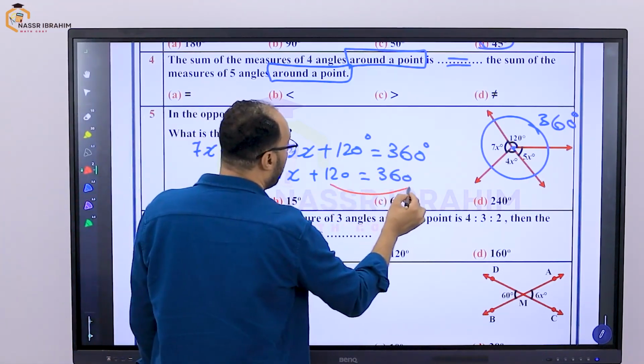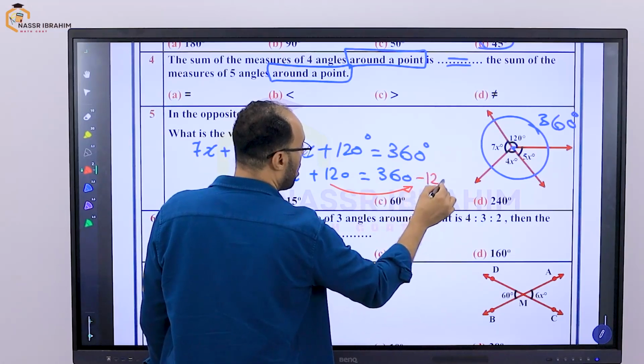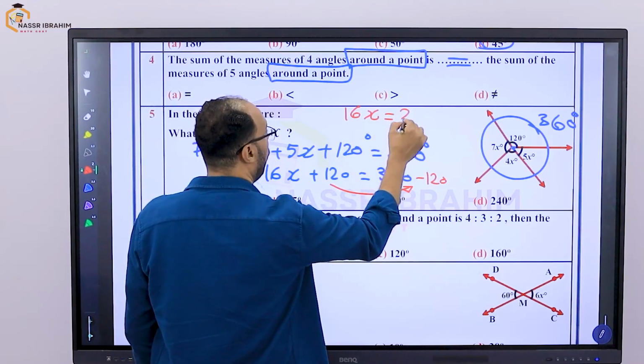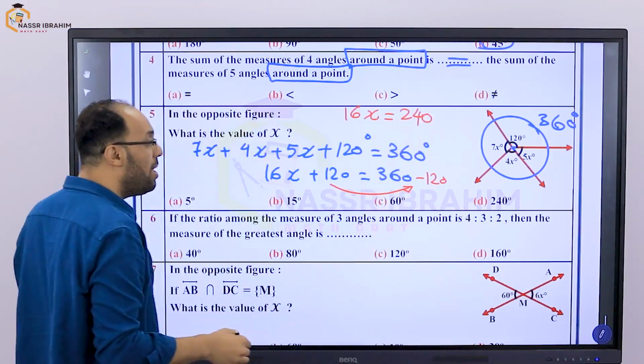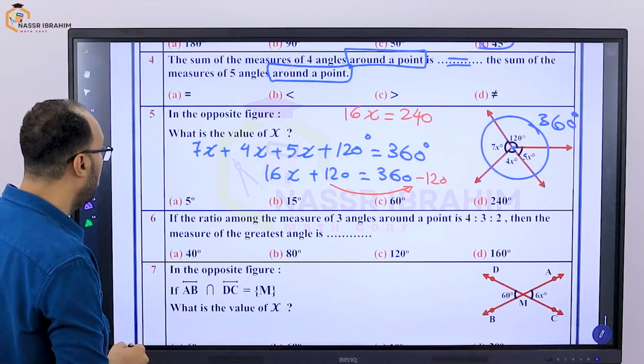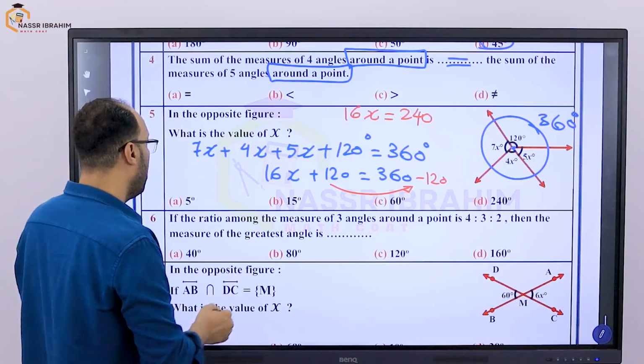We will move 120 to the other side by subtracting. So it will be 16x equals 240. Then we will divide it by 16, okay, to get the value of what? Of x. I think it will be 15.